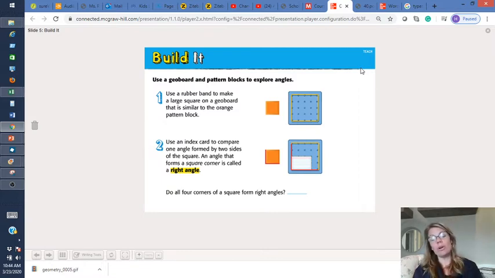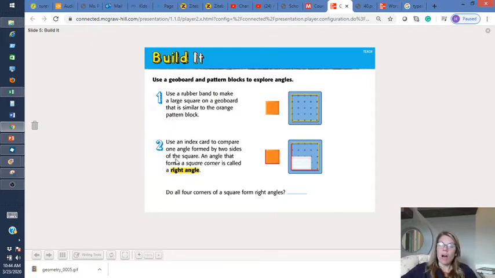Okay, so we don't have geo boards. I mean, we have them at school. Obviously, we're not there. But this is where you take a rubber band and you go around and you make different angles with this rubber band hooked around the little pieces. So they said if you took an index card, which of course we also don't have with us, and you stuck it inside of here, this corner would make a perfect square, and that's called a right angle.